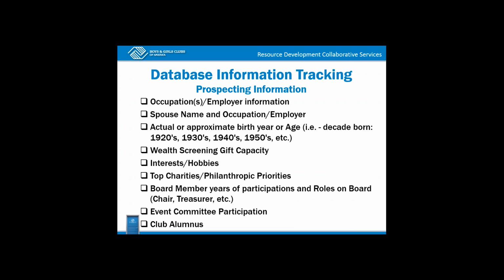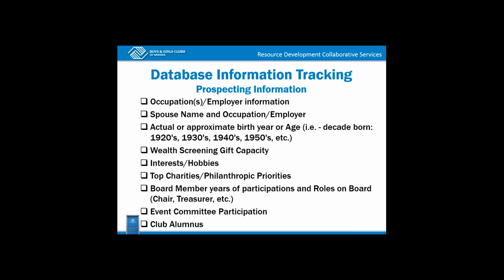Some prospecting information that's really important to track, so you're learning more about who these people are in your database: occupations, employer information, spouse name, and their employer or occupation, an actual or approximated birth date or age. You can even default to decades if you're not sure exactly. Age can sometimes be hard to find. Usually you need a data append for that. If you've gone through a wealth screening, make sure you're getting that in there because it's really important to be able to pair that information with your giving information to be able to analyze your donors a little closer.